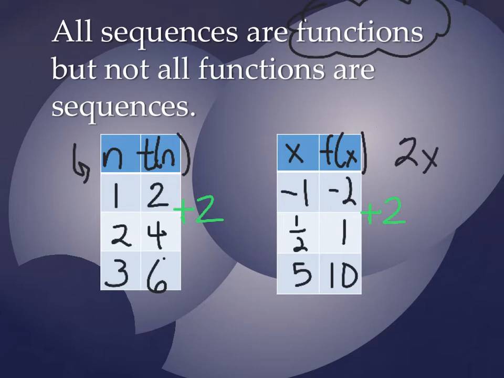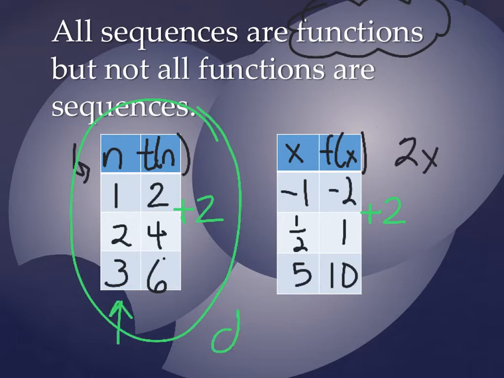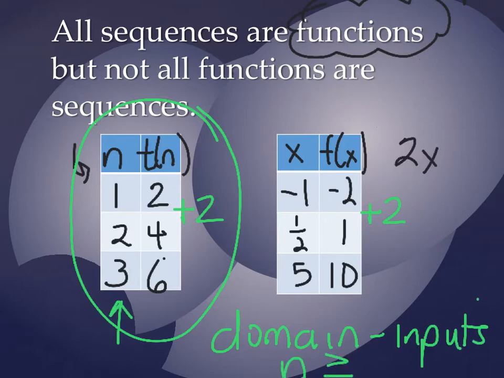and you'll notice that there's a sequence generator of 2 and a growth factor, or slope, of 2 in both situations, but the sequence key issue is that it has counting numbers as its input. So its domain, or its inputs, are restricted to n being bigger than or equal to 1, and it's always counting numbers.